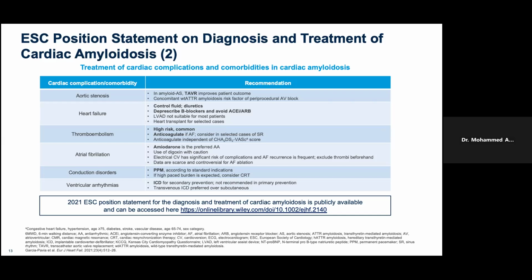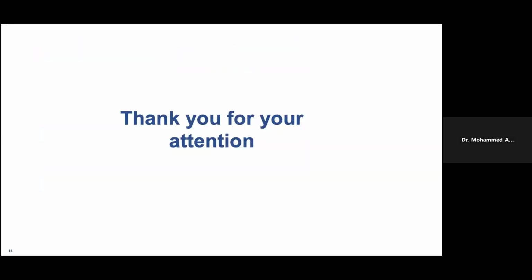TAVI patients: TAVI improves outcomes in aortic stenosis with amyloid. Don't deny the patient a valve intervention because they also have ATTR amyloid cardiomyopathy, which is present in up to 15% of TAVI candidates. This statement on diagnosis and treatment of cardiomyopathy is published in the guidelines.